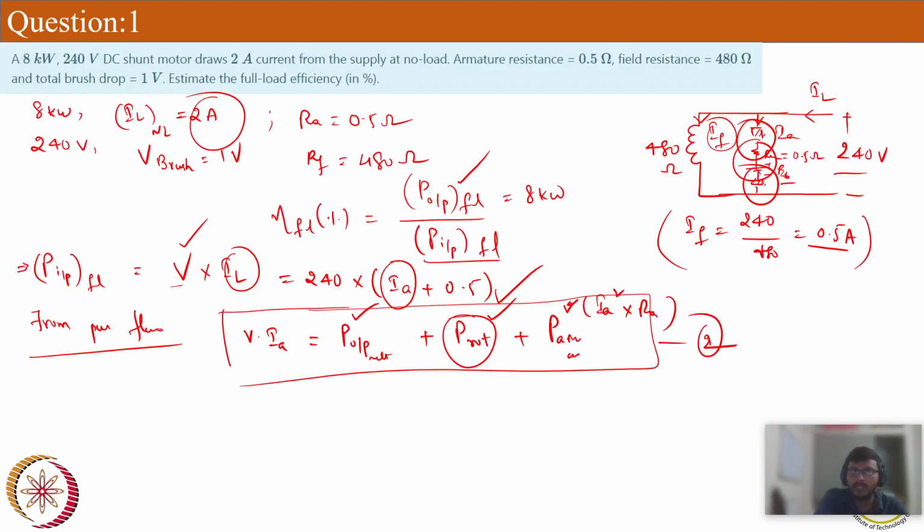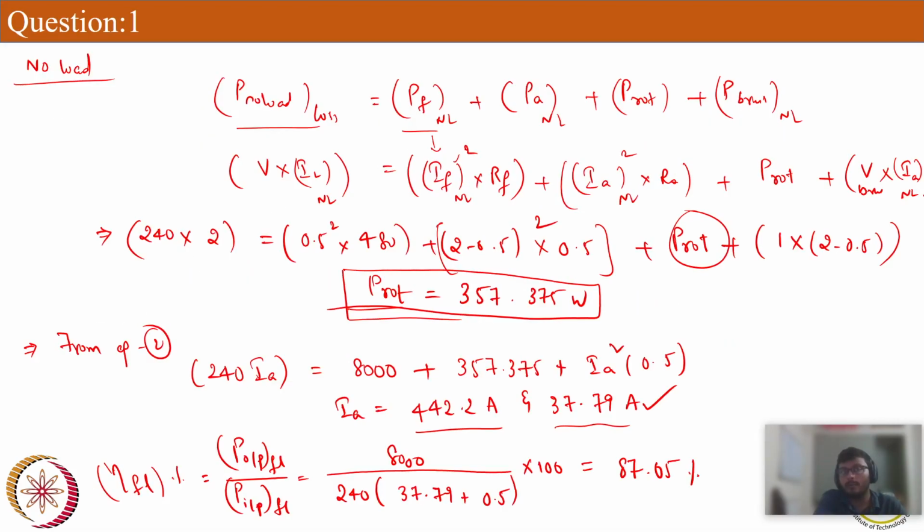And yeah, so this is another problem we solved with a brush drop included. The same procedure we followed, but while calculating the no load losses, we included the no load brush losses as well, and then we calculated the efficiency.